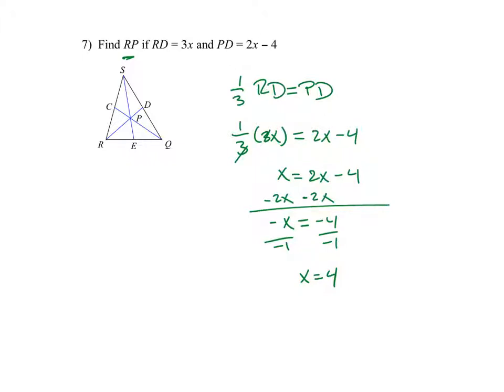So that means that first of all, I want to find the whole segment, right? RD equals 3 times 4. That is 12. That's the big segment. So the whole segment is 12, right? Oh, this is RD, sorry, RD right here. So RP equals 2/3 of the whole segment, so of 12. So in this case, it is 8.